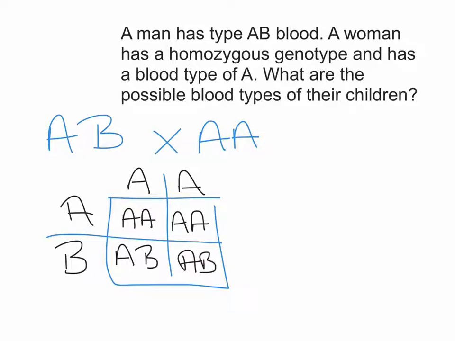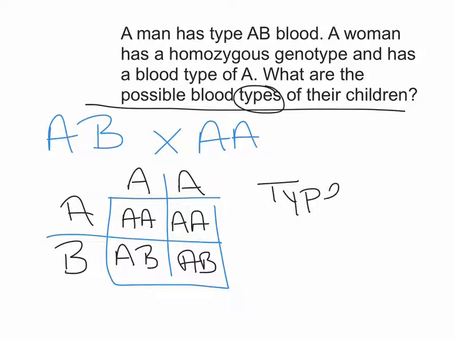Then we go back and answer the question asked. So what are the possible blood types of their children? In this one, we're not actually looking for ratios, we just want to know the actual possibilities. So asking for blood types means that we're asking for phenotypes. So these kids can either be type A or they can be type AB.